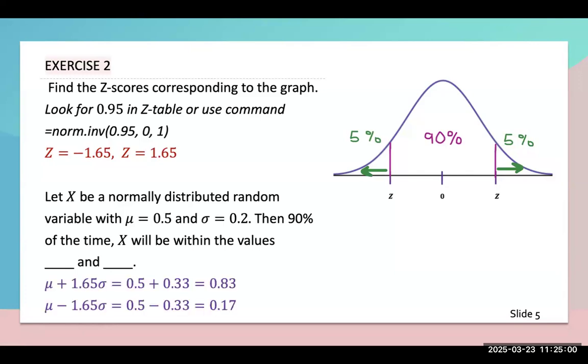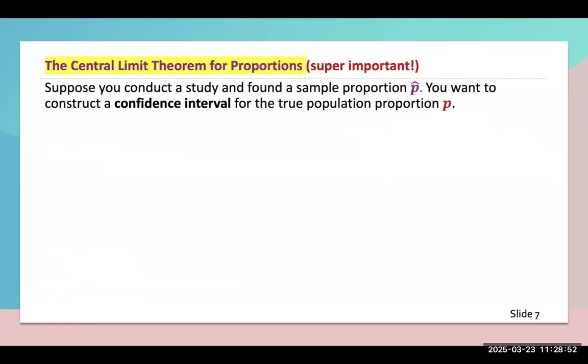So I got 0.33 when I multiplied 0.2 with 1.65. And then if I take 0.5 and add 0.33, I get 0.83. And if I take 0.5 and subtract 0.33, I got 0.17. So there's a 90% chance that x will be within the values 0.17 and 0.83.